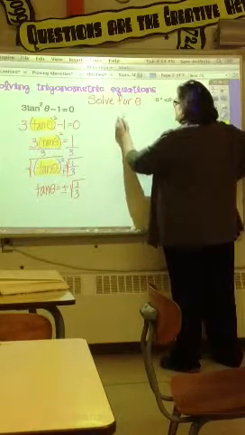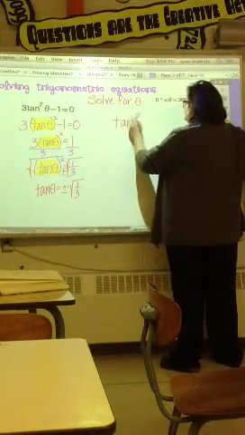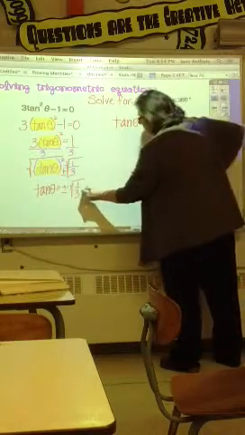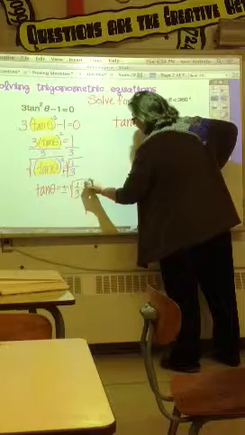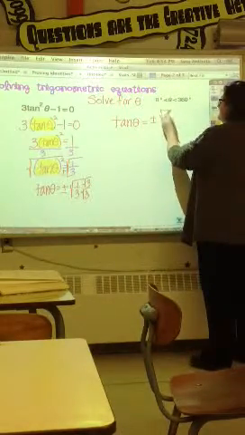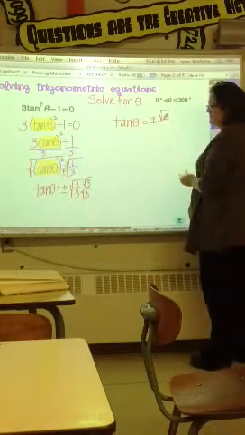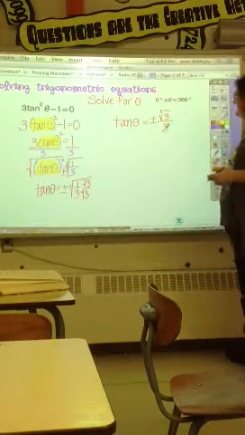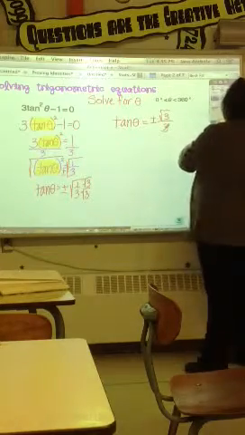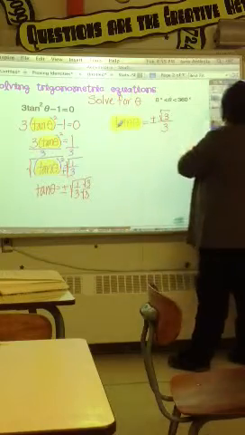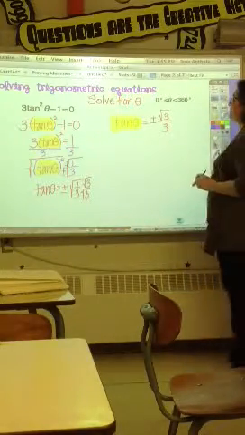Rationalizing, we have the tangent of theta equals plus or minus, and I multiply by square root of 3 over square root of 3. And I have the square root of 3 divided by the square root of 9, which is 3. So at this point, I have isolated my tangent of theta. So now I can start to find theta.